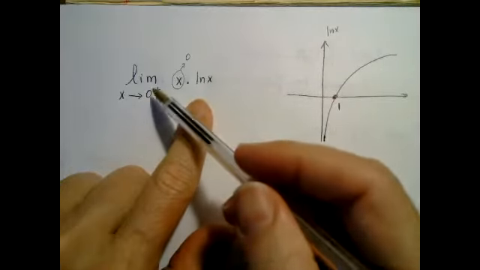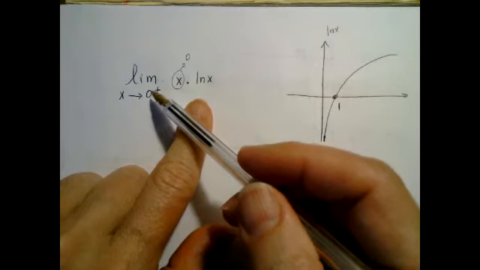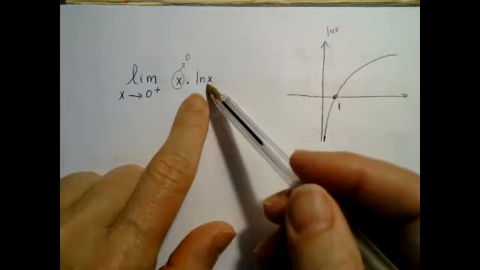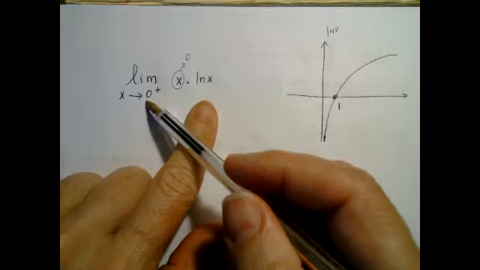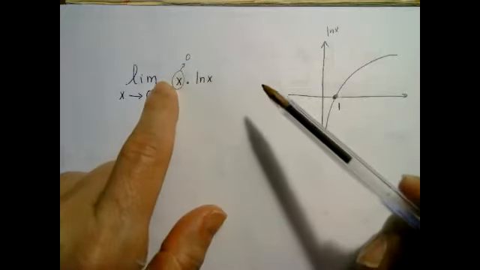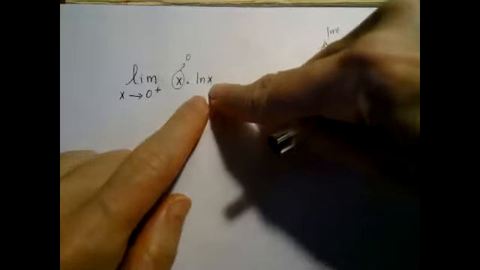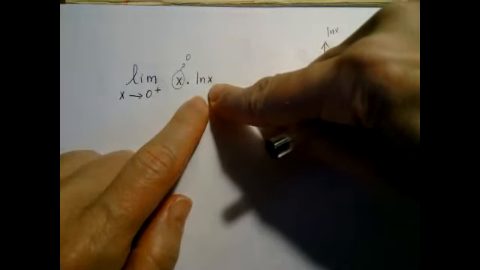Okay. Now, I had to take x from the positive because ln is only defined when x is positive. So if I remove this, the problem doesn't make sense anymore. Because if I don't put positive, I'm going to allow x to take negative values, and this will make no sense. That's why I'm forced to put positive.